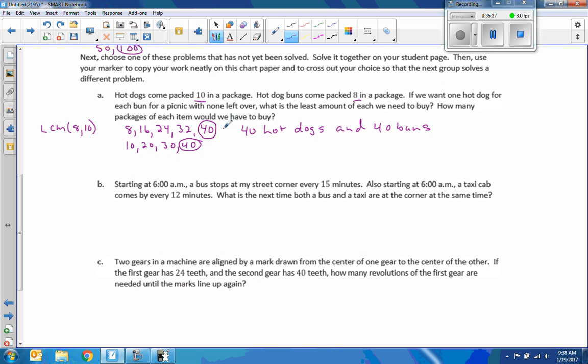So now we have to divide. So 40 divided by our LCM 8 is 5 packs of hot dogs.